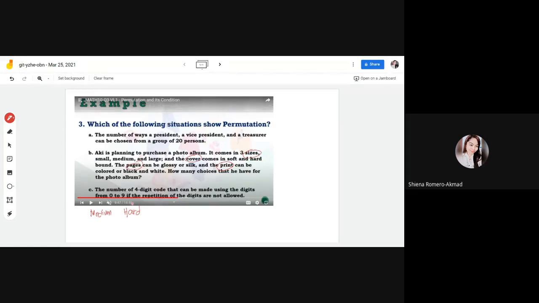Uy, huwag ka manggulo dito. Ano ka? Baba. Baka sa baba. Huwag dito.